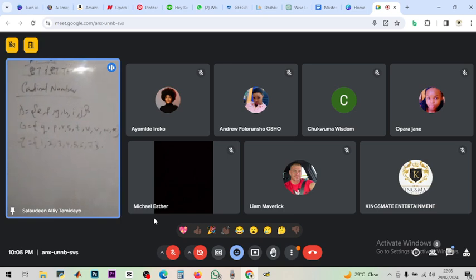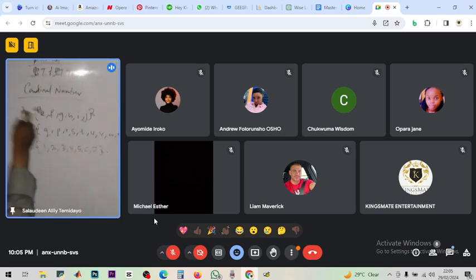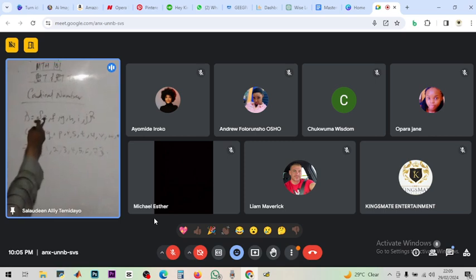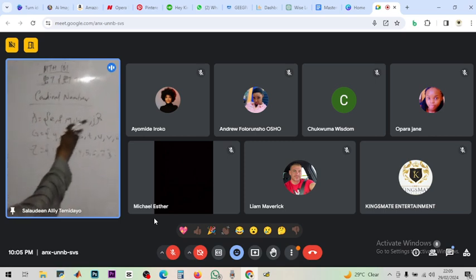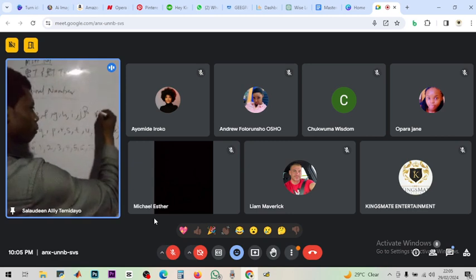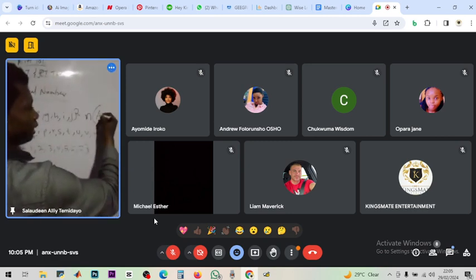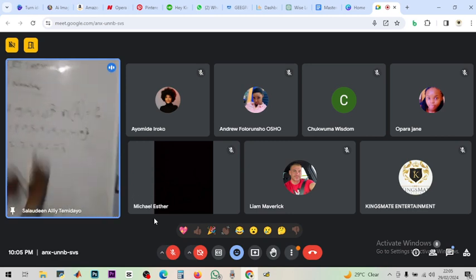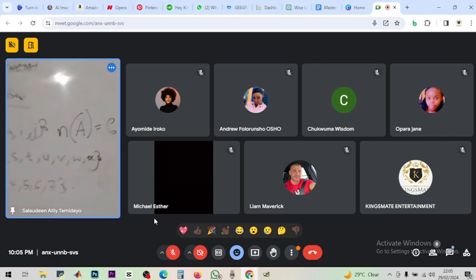So when we talk about their cardinal number, it just means the number of elements in a set. We've defined what an element is. An element is what it contains. So how many elements are there in set A? 1, 2, 3, 4, 5, 6. So we say the cardinal number of set A is 6. So how do we write that? We write cardinal number of set A is 6. That's what we mean by the cardinal number.